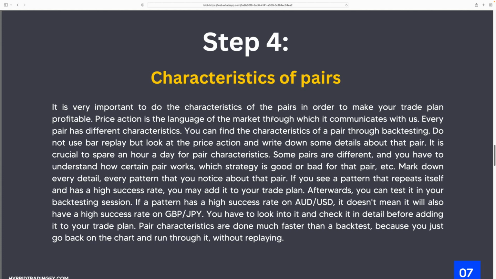Again, guys, all of these things I'm just going to briefly explain, what they are and basically what you should be doing, but I'm not going to go through a lot of detail and show you actually how you can do pair characteristics, because again, this is just the basic knowledge about everything.